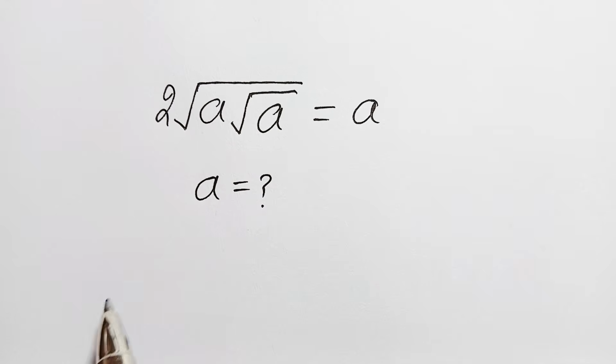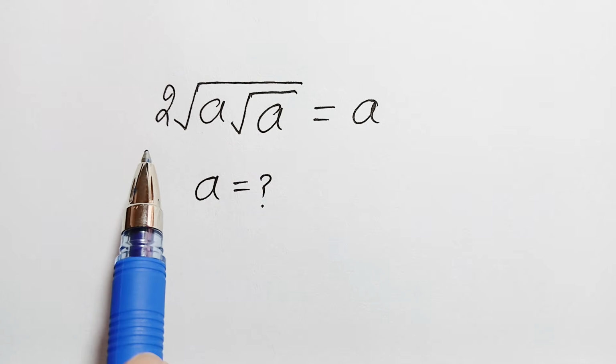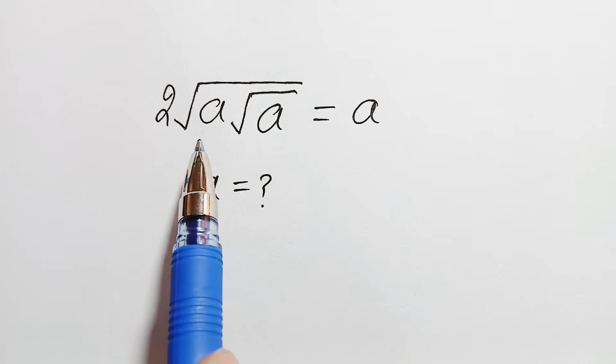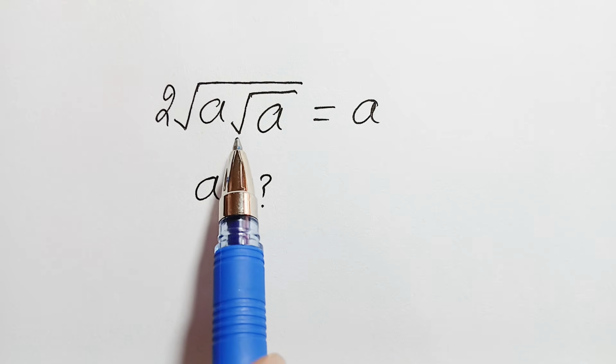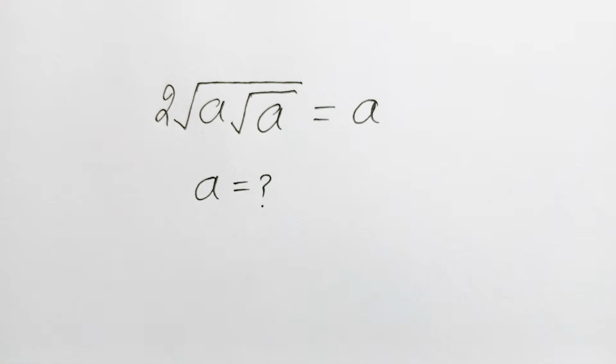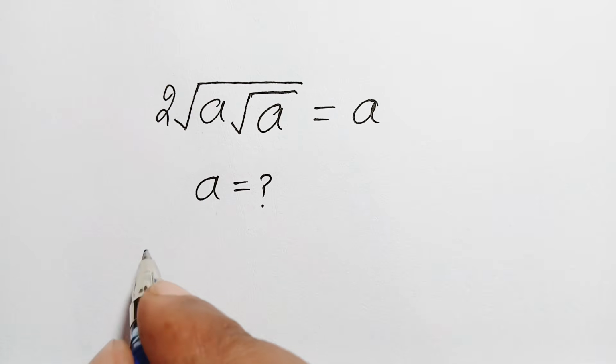Dear friend, let us solve for a. If 2 times square root a times square root a is equal to a. Let's start the solution.